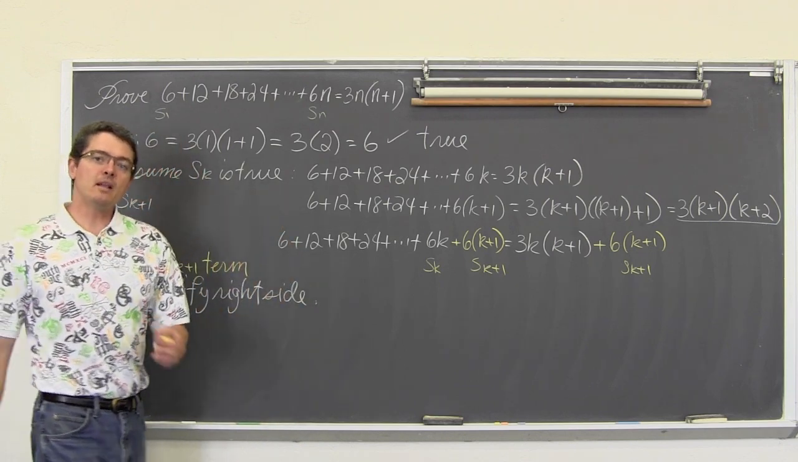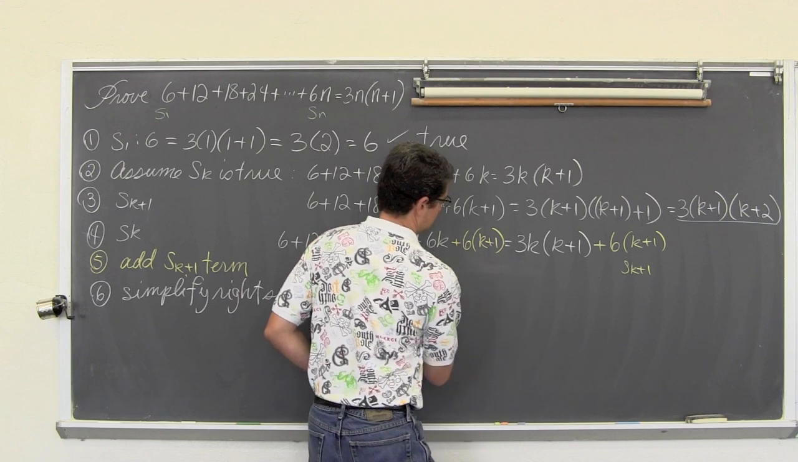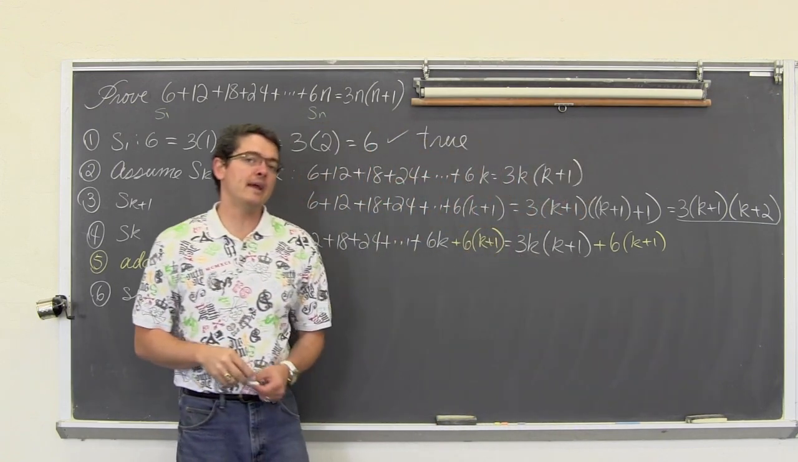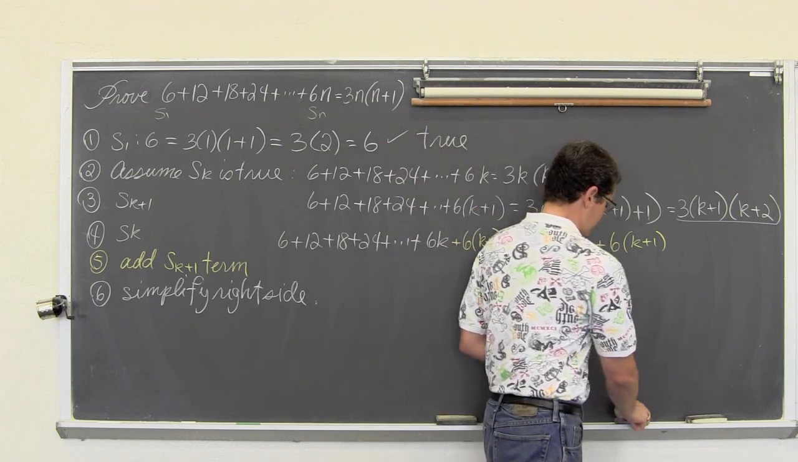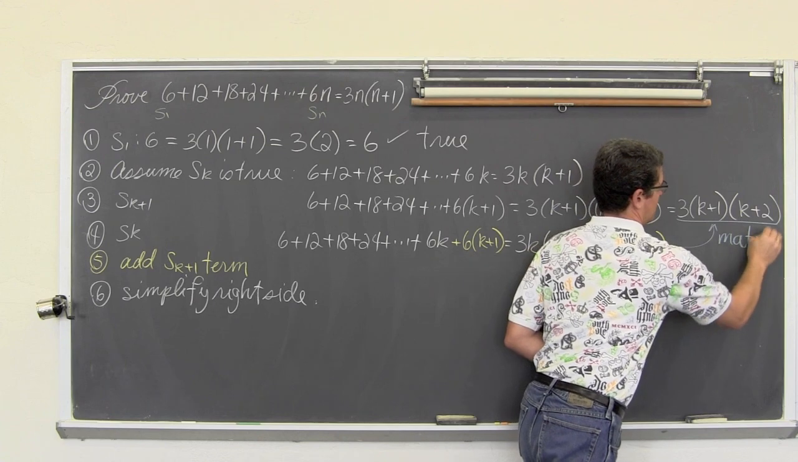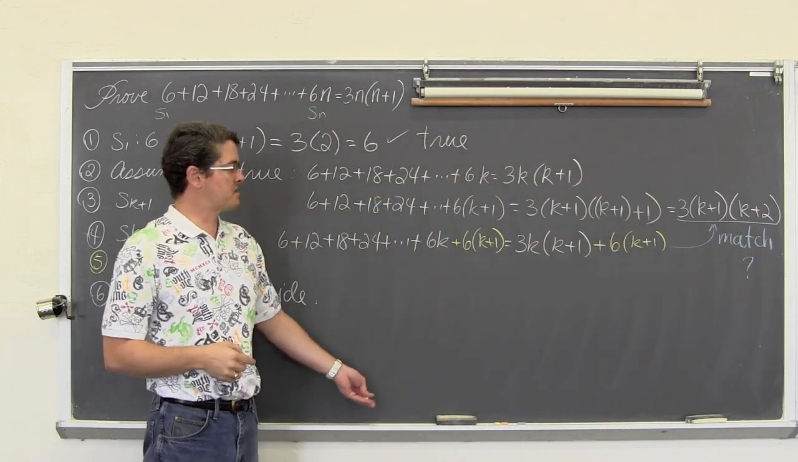Okay, so now my last step is to work with the right-hand side of what I'm finishing in my proof, and see if I can get this to match the right-hand side of my S sub k plus 1 statement.